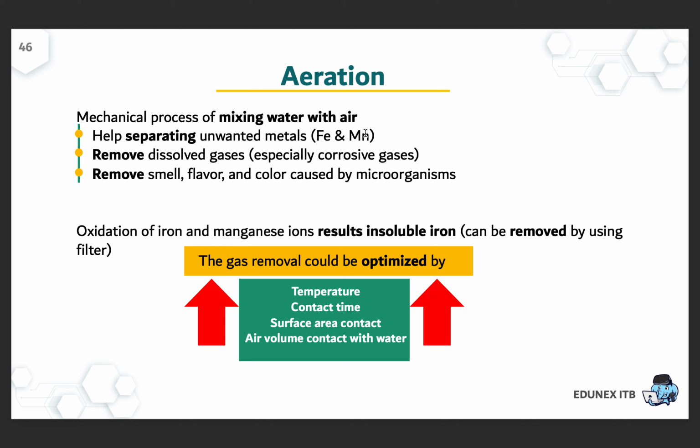The ferrous and manganese will give a certain color to the water, and if the ferrous and manganese react with oxygen, they will create insoluble compounds. They react to form ferrous oxide and manganese oxide, and those compounds are insoluble in water. So when we contact the water that contains ferrous and manganese with air, the reaction will occur, and after that we can separate the ferrous and the manganese from our water.